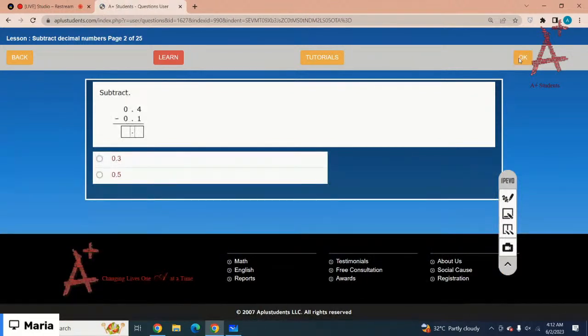Okay, the next one is subtract 0.4 take away 0.1. So which is the correct option? Yes, very good. That would be 0.3. The correct option is 0.3.